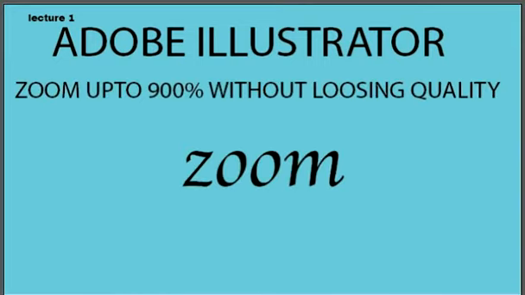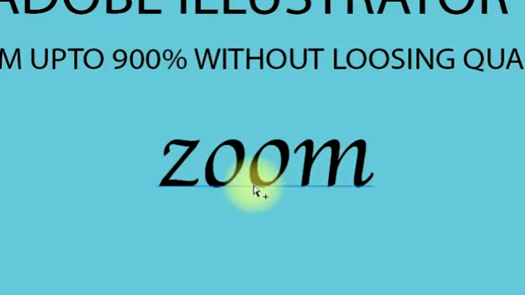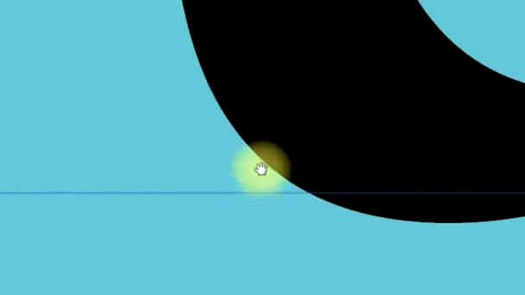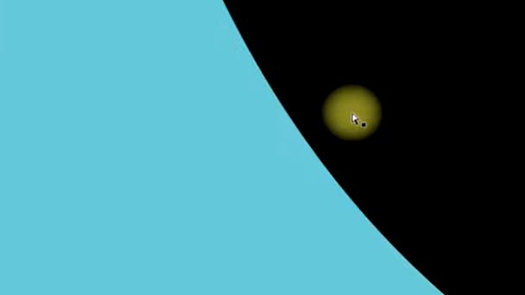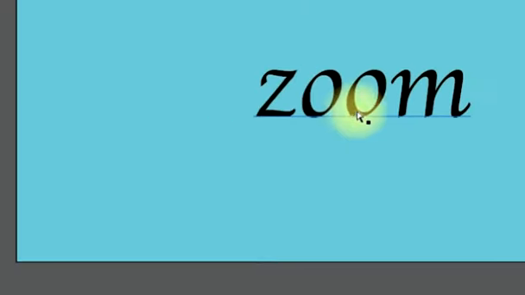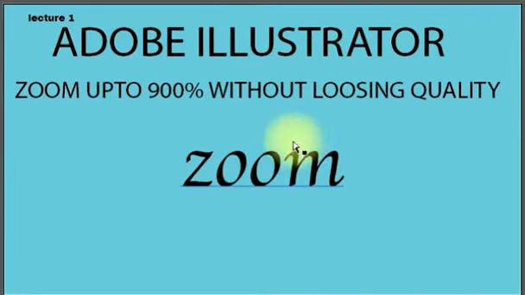After this, I'm going to tell you that you can zoom 900%. The graphic design, you can zoom it up to 900% without losing quality. If you zoom something, it's going to stay the same quality, it's going to maintain its shape, it's not going to pixelize. You can see this very clear and crisp line going. I'm going to zoom it to a very high level, and still it's maintaining the shape. This is why Adobe Illustrator is mostly used.